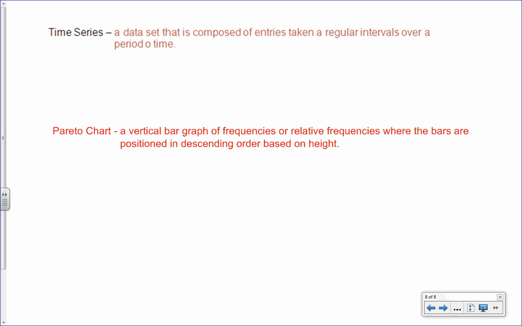Vertical bar graph of frequencies or relative frequencies where the bars are positioned in descending order based on height. So the most frequent would be first, followed by second most, third most, so forth, and so on. So basically take your frequency histograms that you've had, and you have put them in some kind of order on the bottom already, based probably on the order that the classes came, right? So what you would do here is you would jumble it up based on which one had the most. And I can give you an example here in a second.